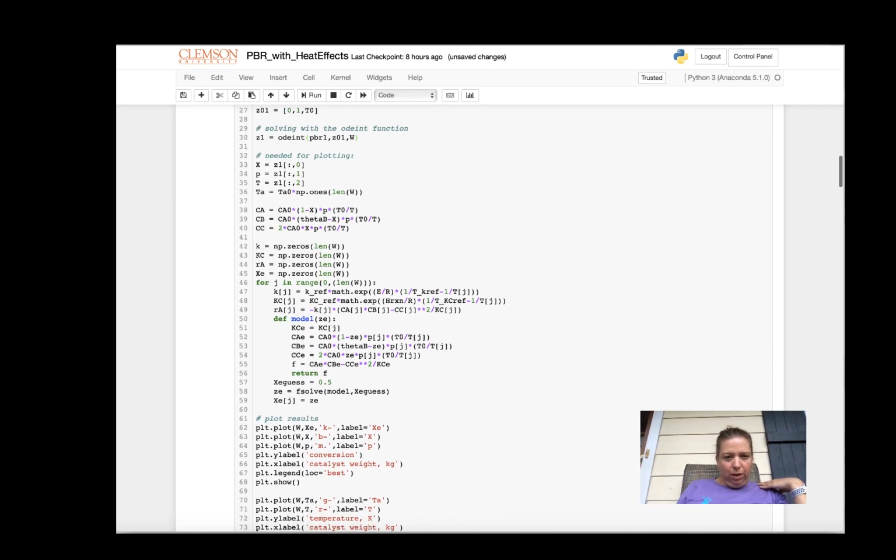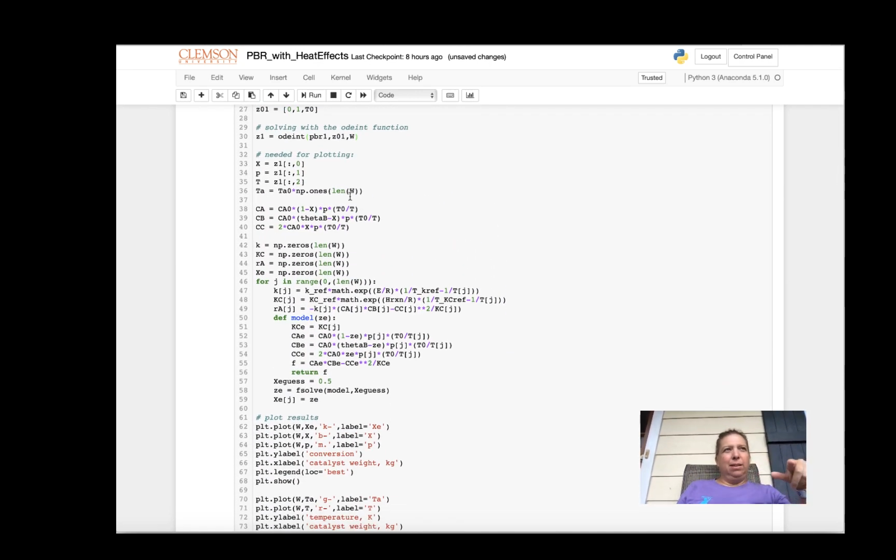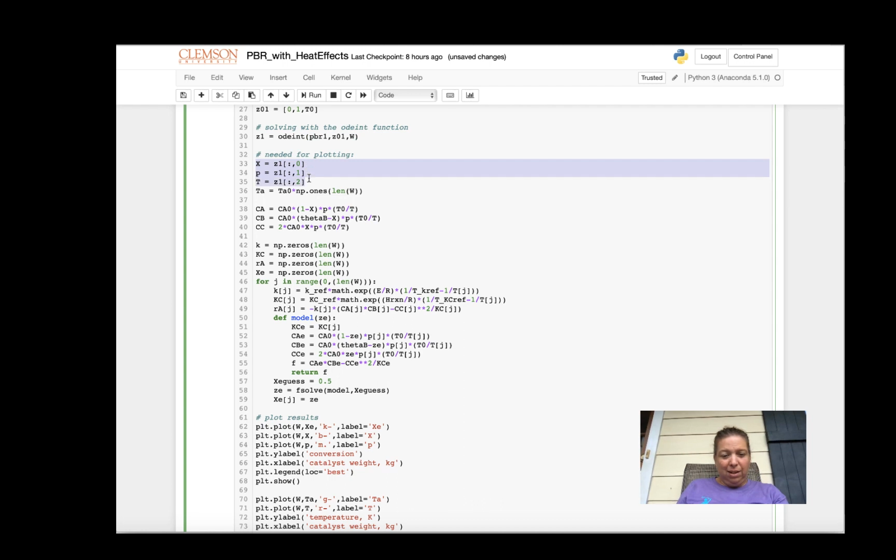When I do that, we need to plot X, XE, T, Ta, and RA versus the catalyst weight W. So I am going to rewrite some of these functions in order to do that. X, P, and T are things that I solve for, so those are the values coming out of Z here.